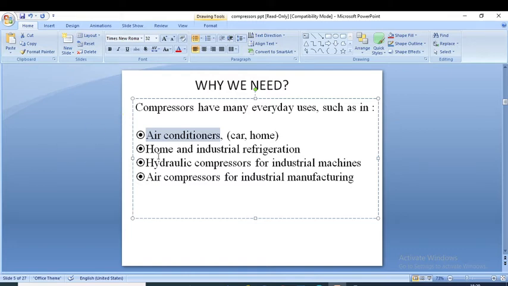Then it is having some home and industrial refrigeration, where also we are going to use these air compressors. Then hydraulic compression for industrial machines, then air compressor for industrial machines. Okay.